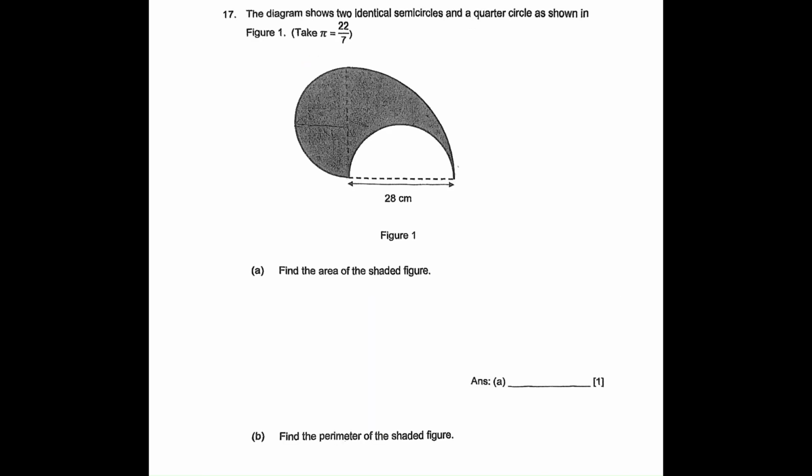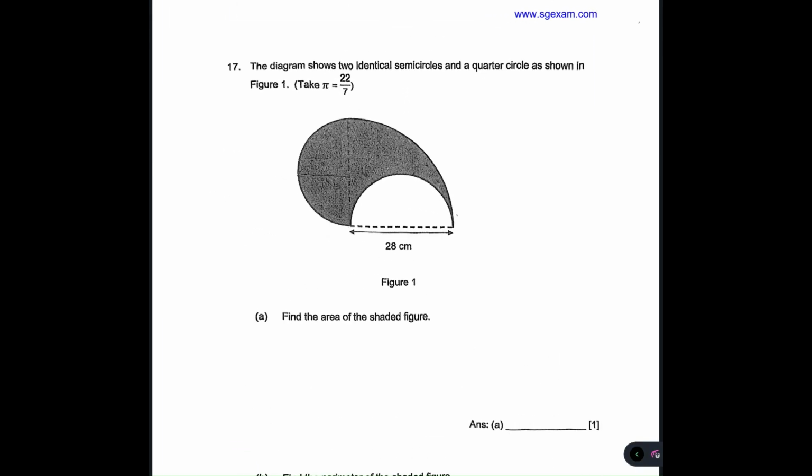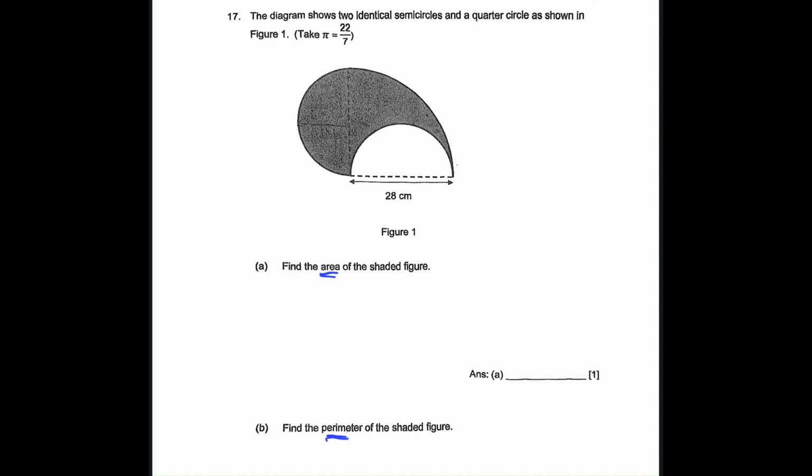Okay, we're approaching the very last question. It's obviously a question related to circles. So it requires finding of area as well as perimeter. So let's write out the formulas that we need to remember. Area, that will be pi times r squared. And for the circumference, it will be pi times d. Okay, so these are the two formulas that you have to remember for circles.